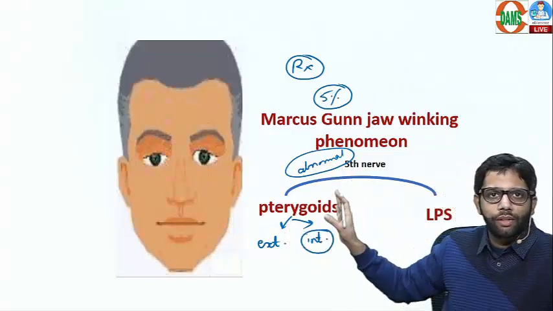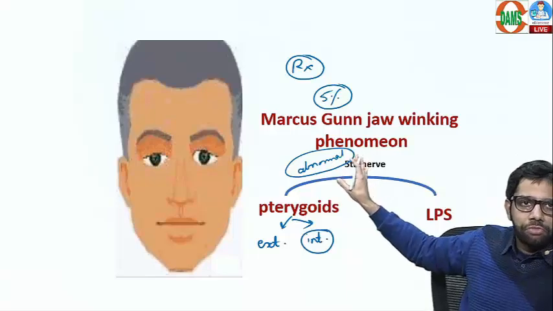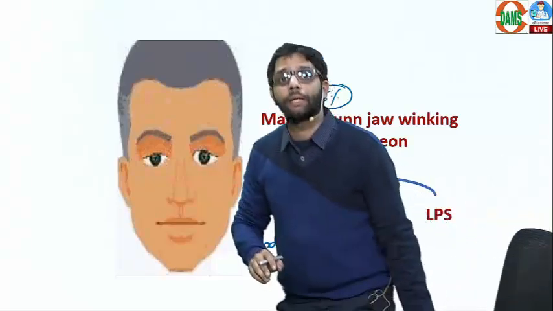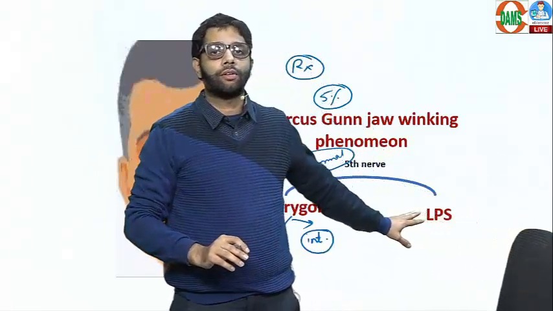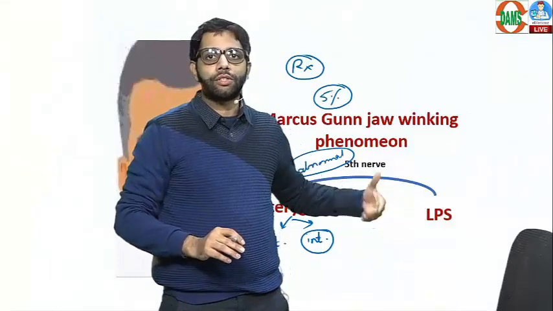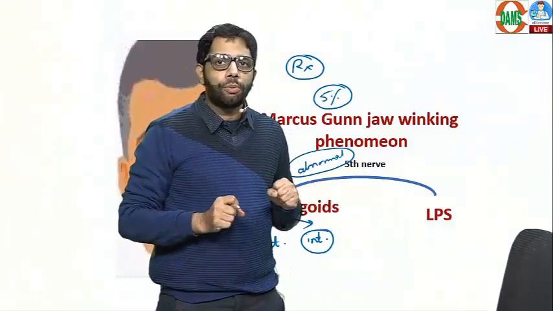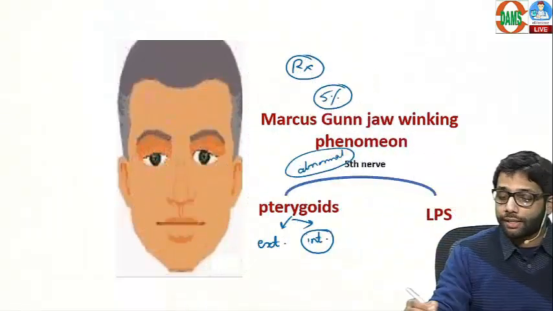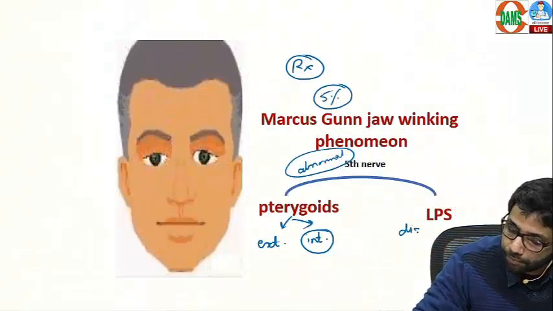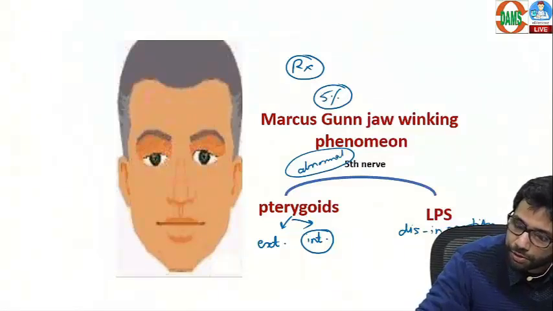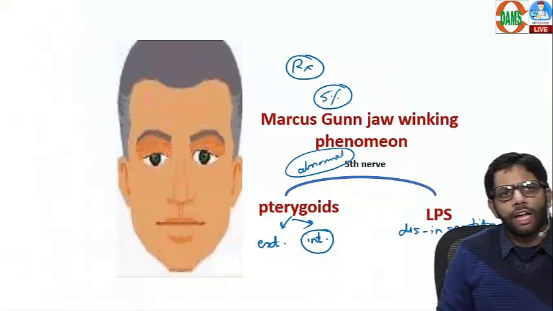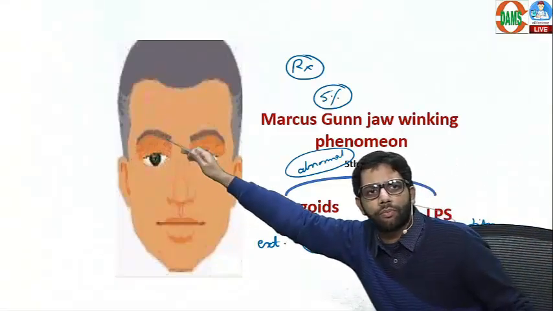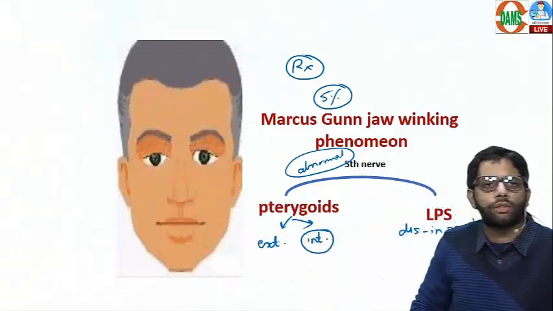You cannot take it out. Can you take out the fifth nerve? No. Can you take out the LPS? No. But something has to be done to the LPS. You're studying ophthalmology. So the LPS cannot be taken out, but it can be disinserted. From where is it maximally inserted? The tarsus. So disinsertion of the LPS from the tarsus. What will happen if you disinsert the LPS from the tarsus? The eyelid will droop down, total ptosis.